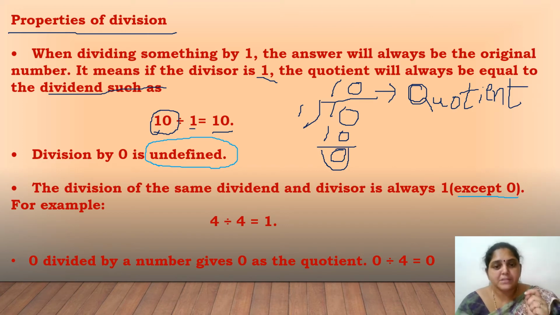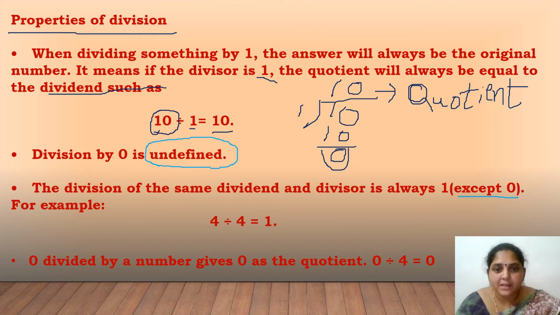For example, for suppose any number you take, when you are dividing that number by the same number, you will be getting the quotient as 1 only. Why? Because the same number will go into the same number only one time. That's why any number divided by the same divisor, you will be getting the quotient as 1.